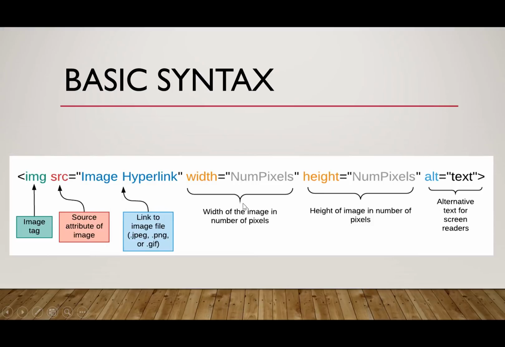So width just sets the width of the image in number of pixels, and you can experiment to see how many pixels is what, and then height does the same, and then alt is actually interesting in the way that it is the text for screen readers. If somebody is using a screen reader, this will be read by the screen reader instead of trying to show the image to somebody who can't see it.